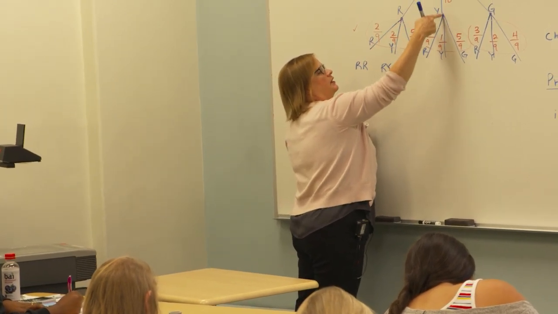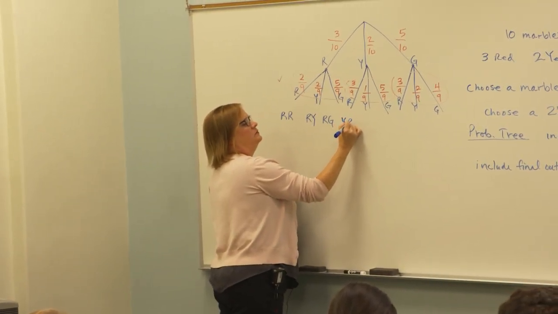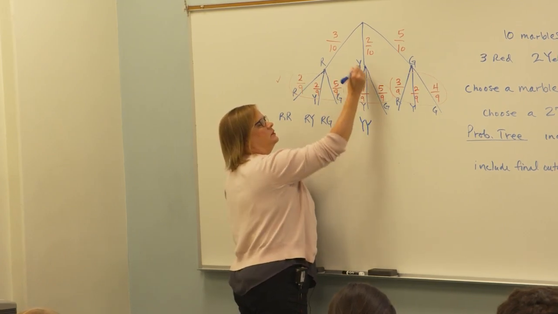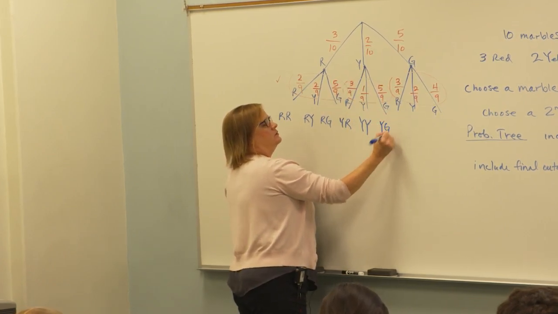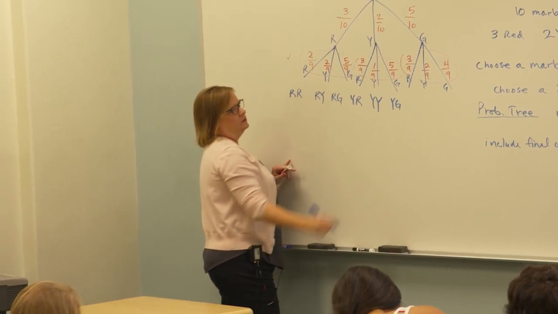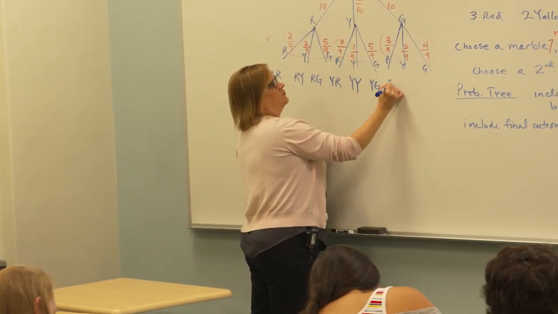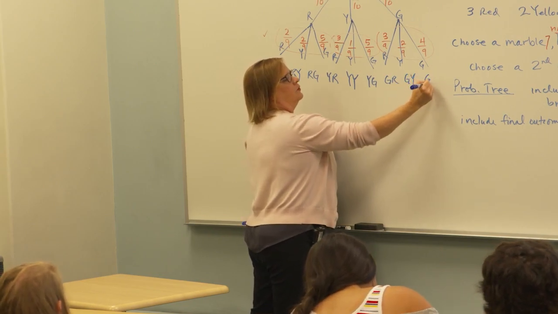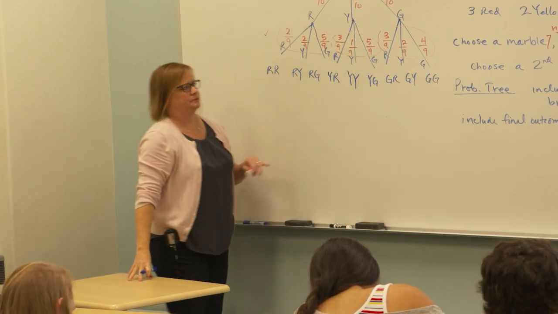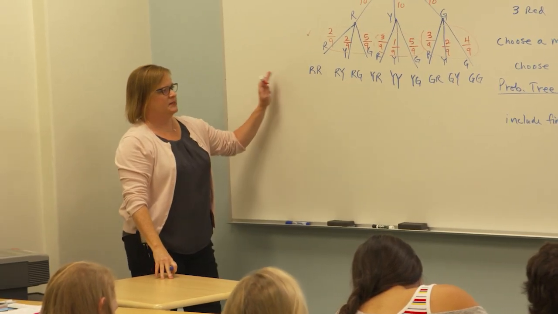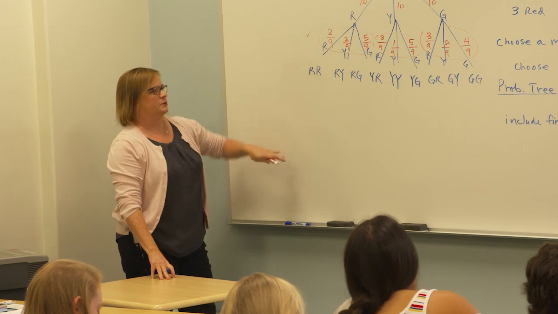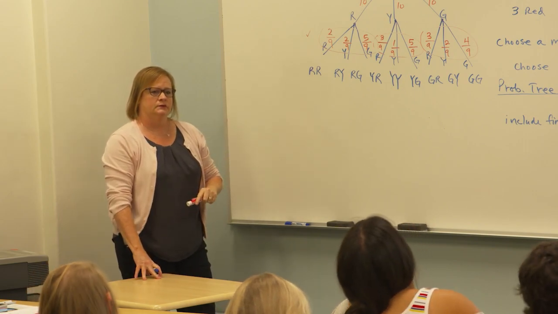In the middle, I could have gotten a yellow followed by a red, 2 yellows, yellow, green. And then down this path, I could have gotten green, red, green, yellow, or a green, green. So that's my sample space. And then the last thing is, what are the probabilities of each one of those happening?